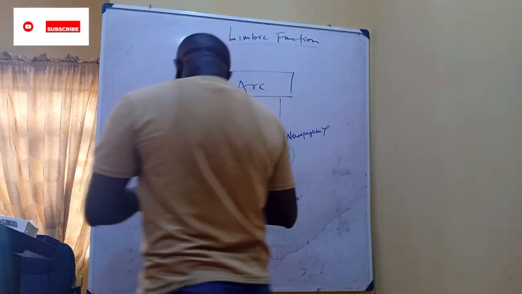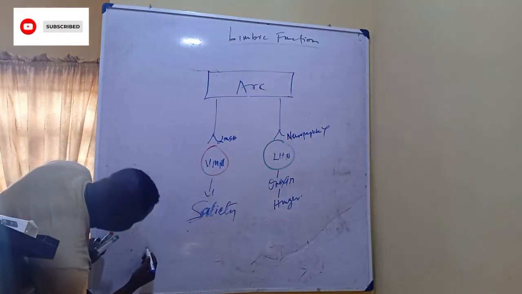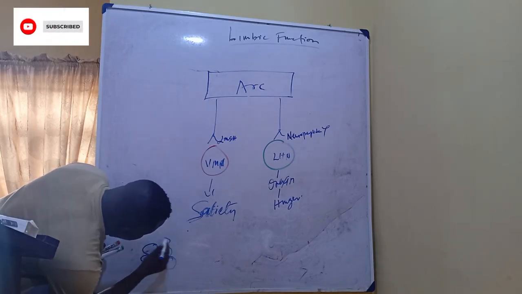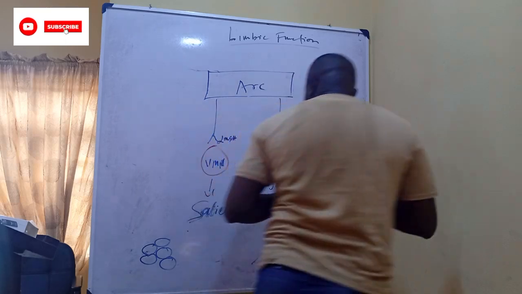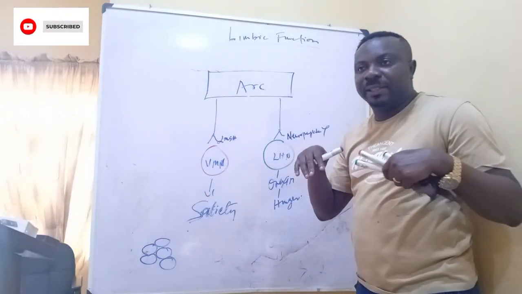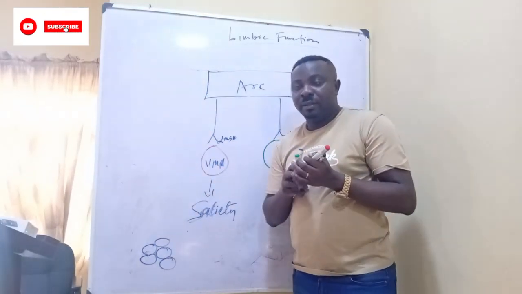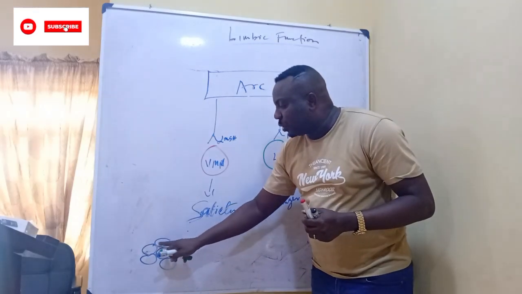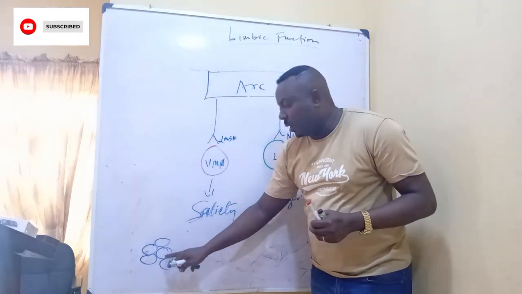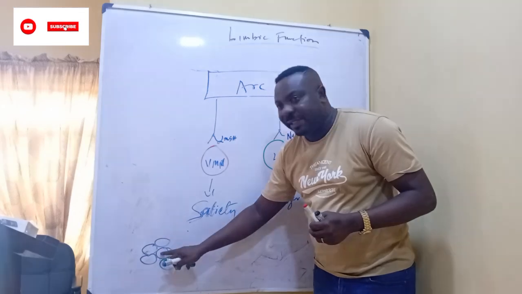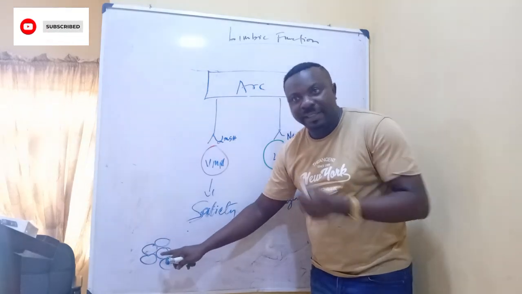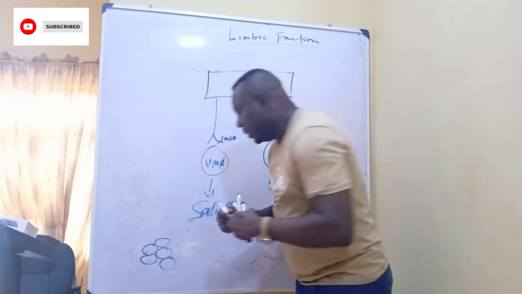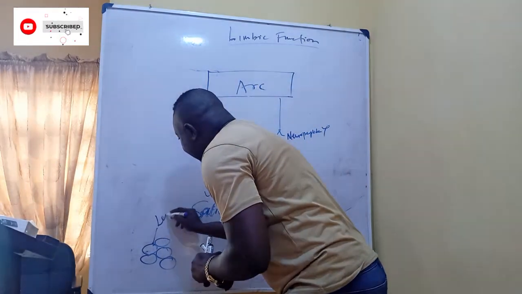Now, let me draw this. If you take a lot of fatty food, the adipose tissues, or let me say the adipocytes, will be stimulated. When the adipocytes are stimulated, they will release a hormone called leptin.